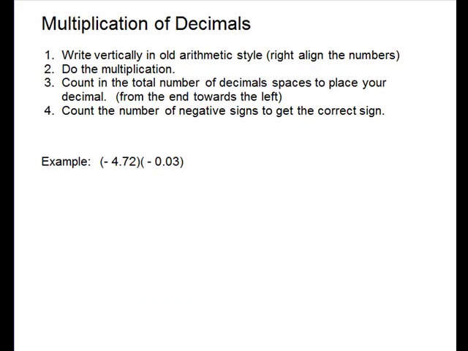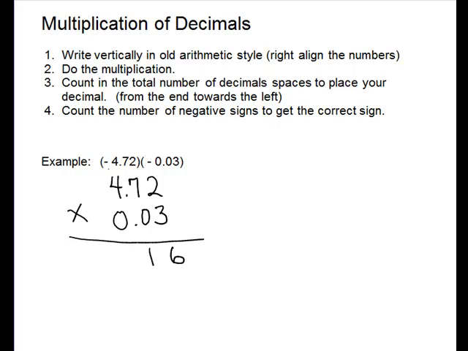Let's look at one more example. Negative 4.72 times negative 0.03. So we're going to write it vertically. So 4.72 we'll put on top times 0.03 underneath. We'll do regular multiplication. 3 times 2 is 6. 3 times 7 is 21, so we'll carry. 3 times 4 is 12, 13, 14. 0 times everything is going to give you 0, so it's not going to change anything. We're okay not to do that.